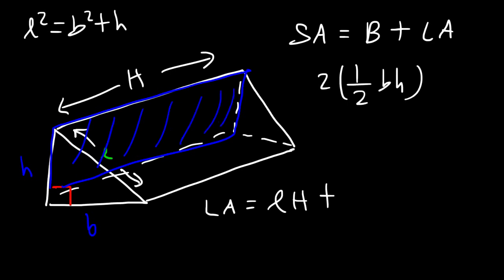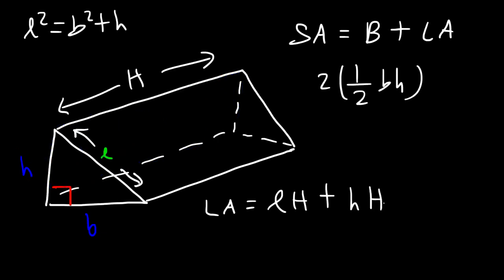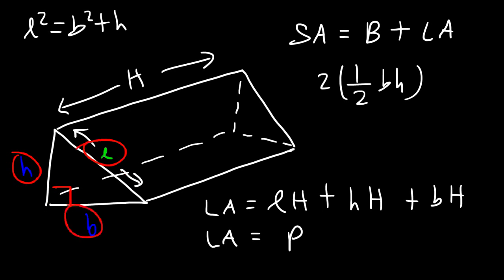It has a height H and another side length, which is lowercase h. So it's going to be H times h. And then if we want to calculate the area of the bottom face, it still has a height H, but a width of lowercase b. So it's going to be BH. So notice that it's basically the perimeter of the triangle, which is the sum of those three sides, h, L, and b, times the height of the prism.